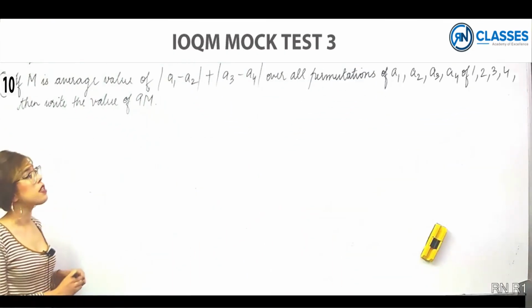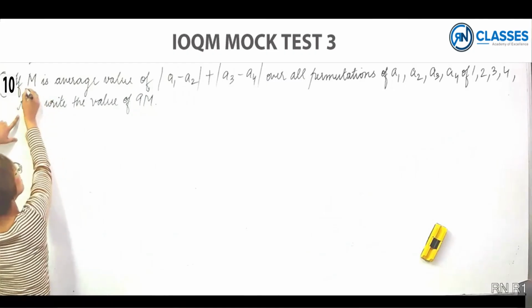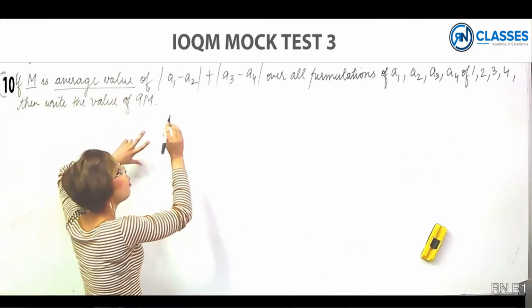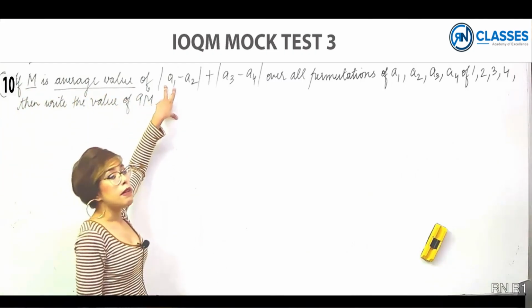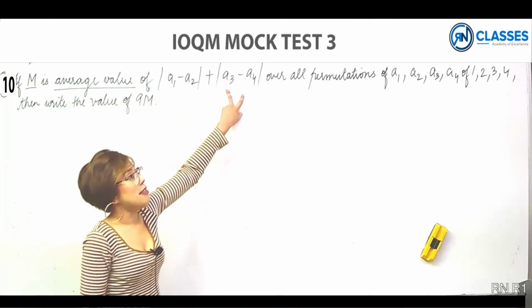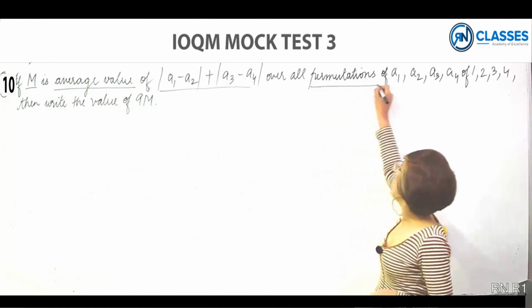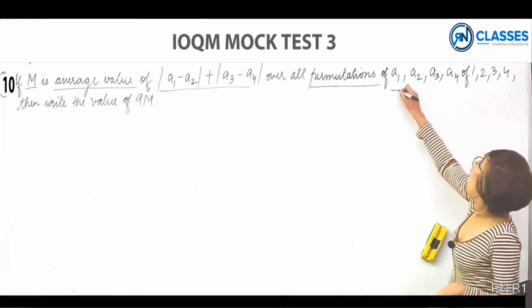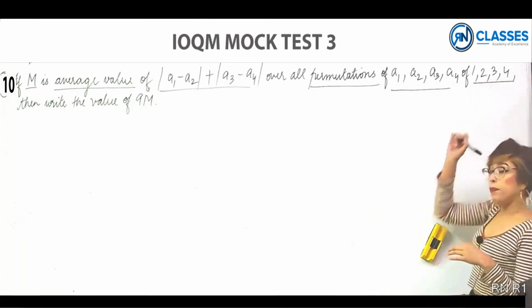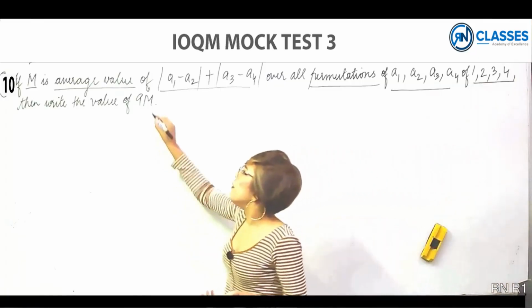41. Alright, so the next question is: if M is the average value of absolute value of A1 minus A2 plus absolute value of A3 minus A4 over all permutations of A1, A2, A3, A4 over 1, 2, 3, 4, then write the value of 9M.